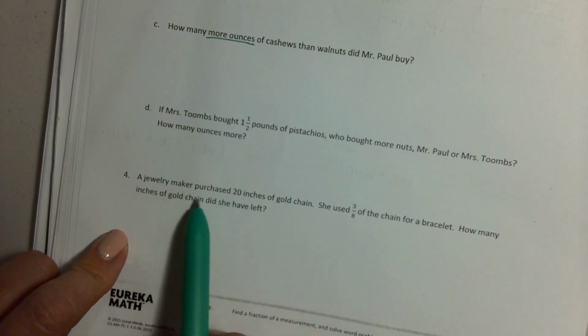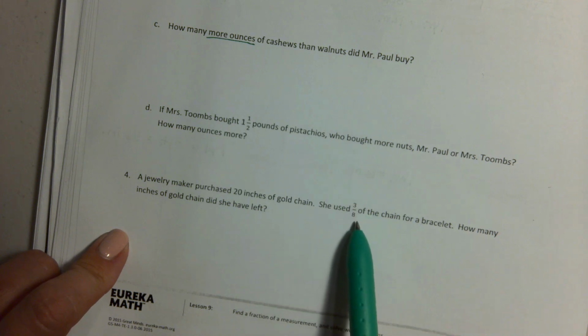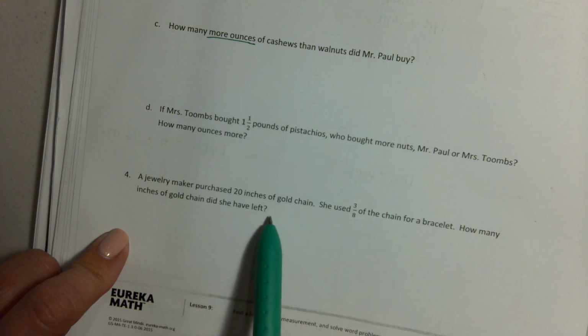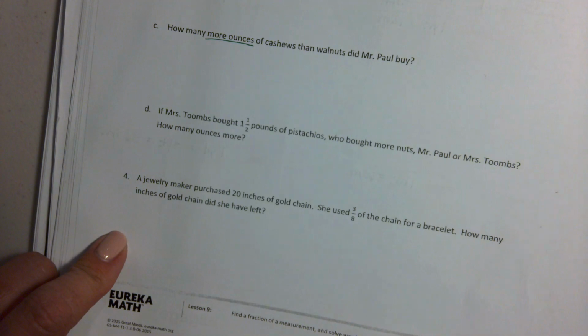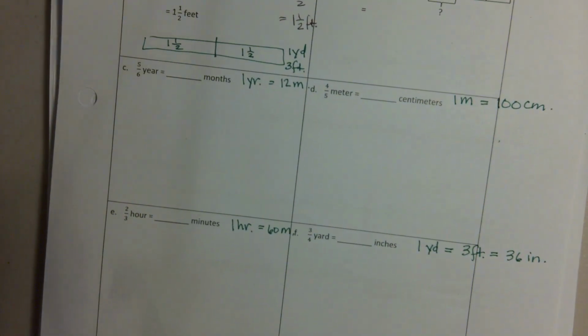Steps. A jewelry maker purchased 20 inches of gold chain. She used 3/8 of the chain for a bracelet. How many inches of gold chain did she have left over? All right, I think this is very doable based on what we've practiced. So what you are to do right now is you're going to go through, complete the problem set, come back and check part 3 of this lesson for the debrief. All right, good luck, and I'm sure you do very well.